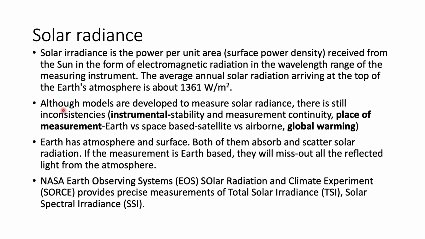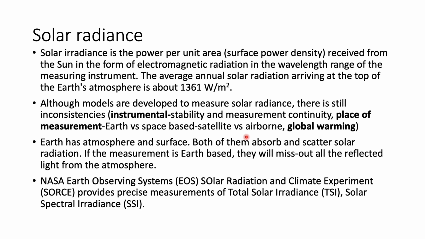See, there are many models that are developed to measure the solar radiance. There are still inconsistencies. Let us look at the inconsistency due to an instrument, because the instrument should be stable and it should measure continually, because if there is a gap, then we may be missing out that solar radiance during that period of time. So instrumental stability is very important. And then place of measurement, for example, whether we are measuring it on the earth's surface or it is space based, like a satellite, or airborne, like balloons.